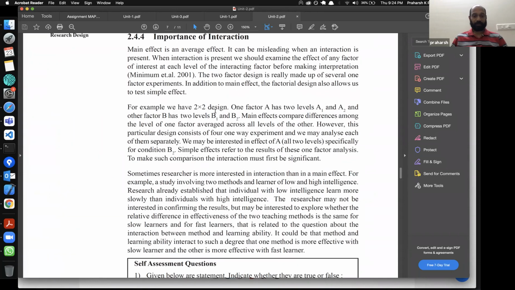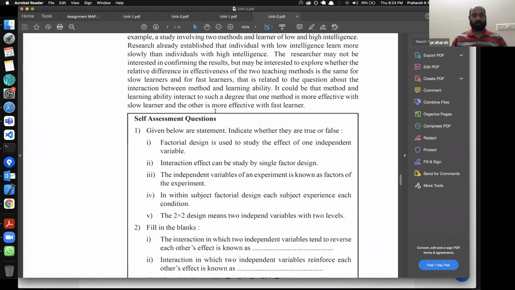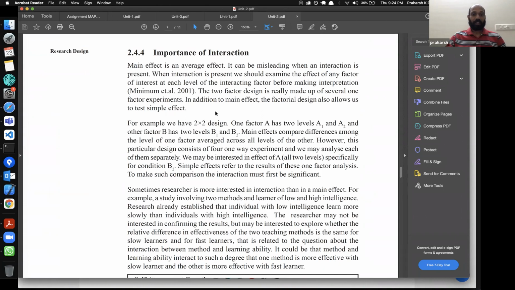So let's go to the importance of interaction. The main effect is an average effect. It can be misleading when an interaction is present. When interaction is present, we should examine the effect of any factor of interest at each level of the interacting factors before making interpretation. The two-factor design is really made up of several one-factor experiments. So each of the treatments, you can consider as a single-factor design.